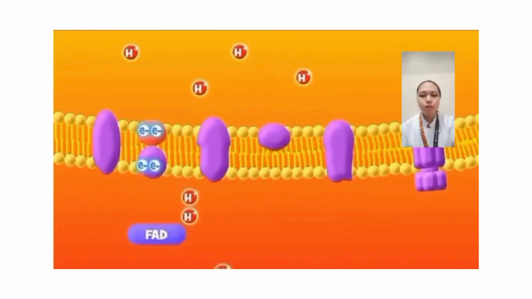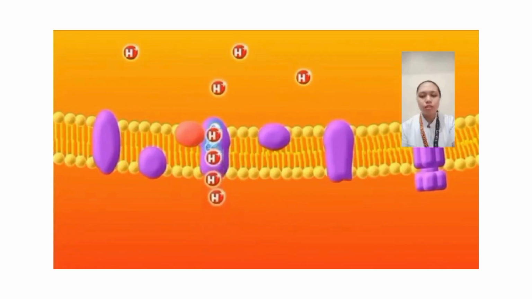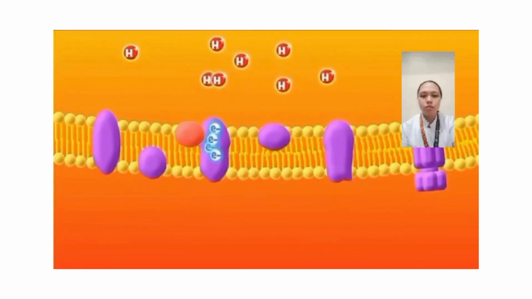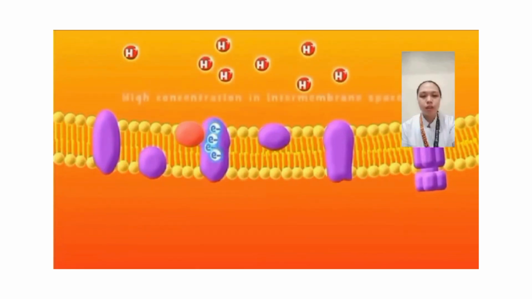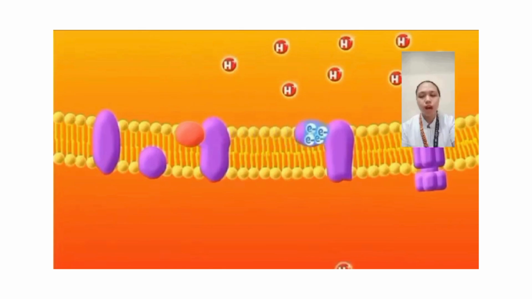At this next protein complex, the electron energy is used once again to transport hydrogen ions across the membrane into the intermembrane space. Notice that we are building up a high concentration of hydrogen ions in the intermembrane space. Now, the electrons are transported to a final protein complex where their energy is used once again to pump hydrogen ions into the intermembrane space, making the concentration even higher.